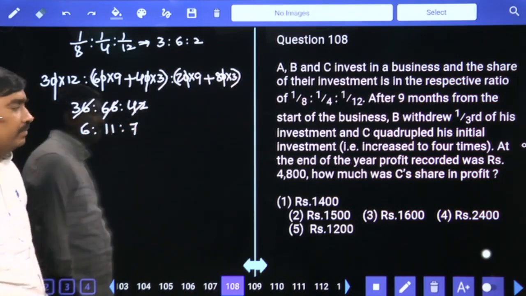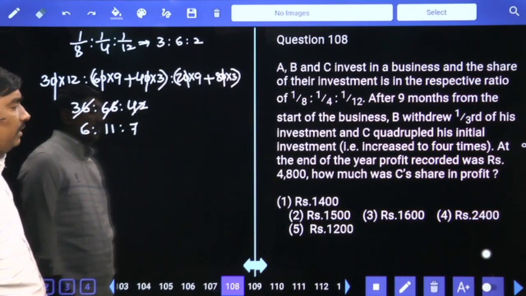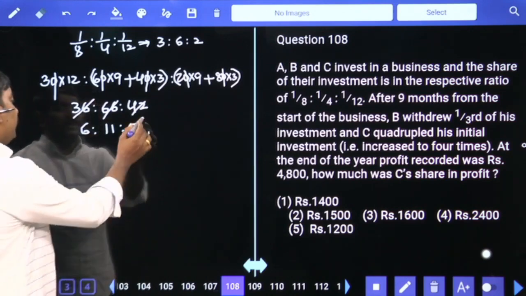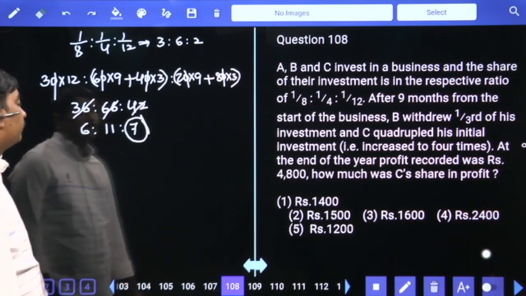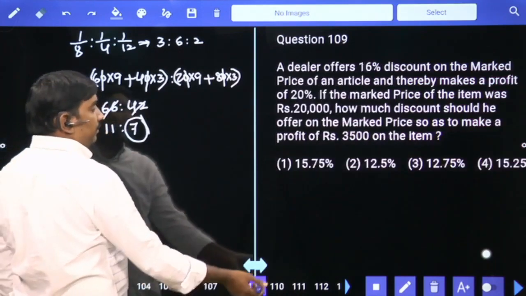This is the profit ratio. Asked to calculate the share of C. Share of C is 7 parts. Answer is a 7 multiple. First option is your answer.